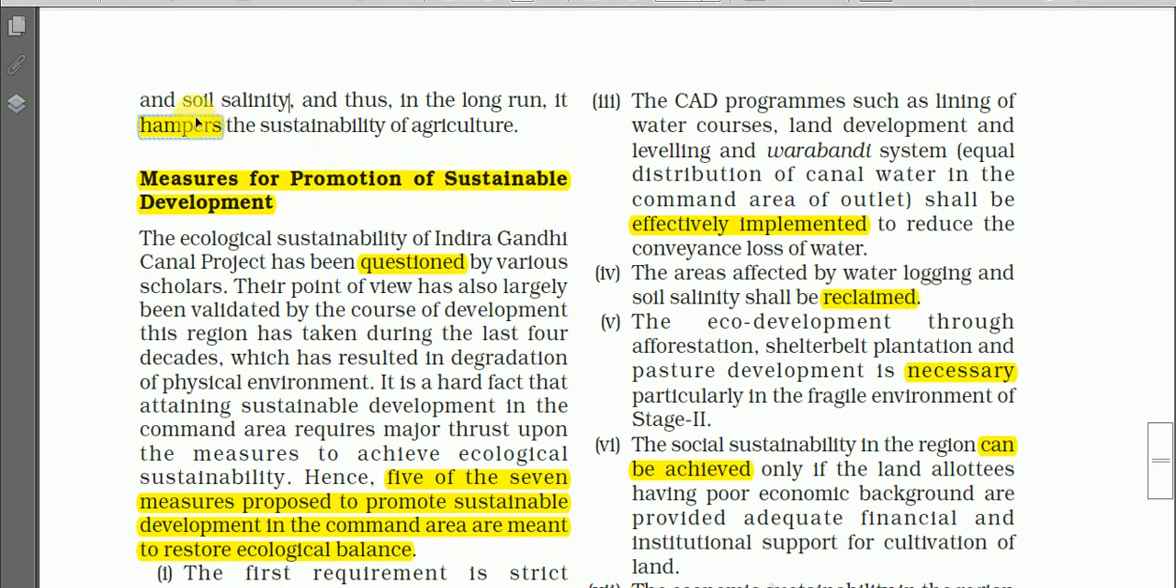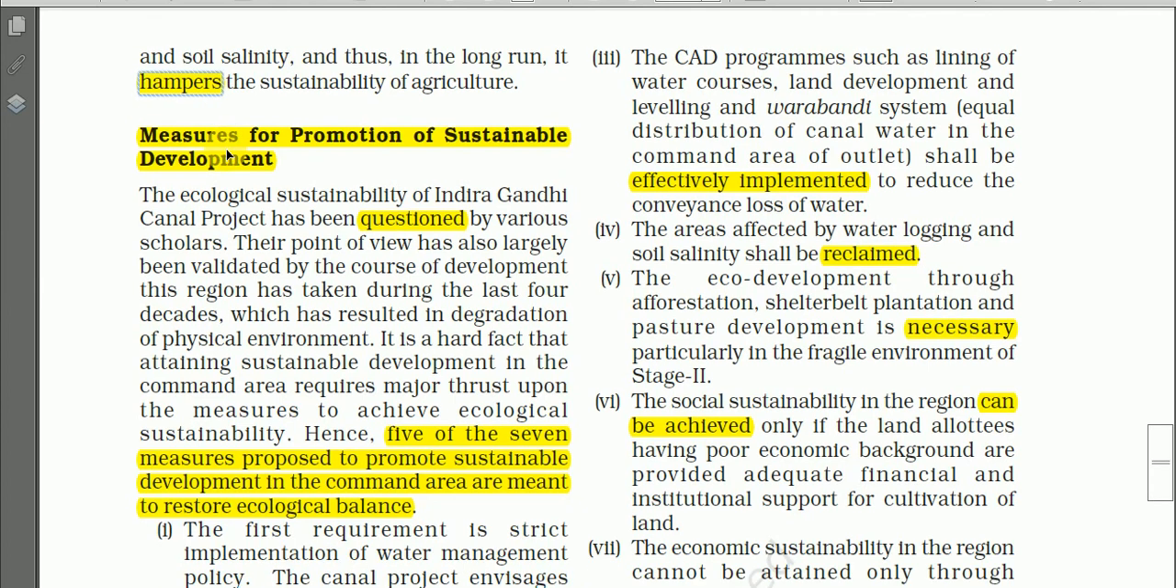And because of these twin environmental problems, that is waterlogging and soil salinity, this twin problem hampers the sustainability of agriculture in this canal command area, and that is why some measures for the promotion of sustainable development have been chalked out. And what are those measures for the promotion of sustainable development? Let us read.